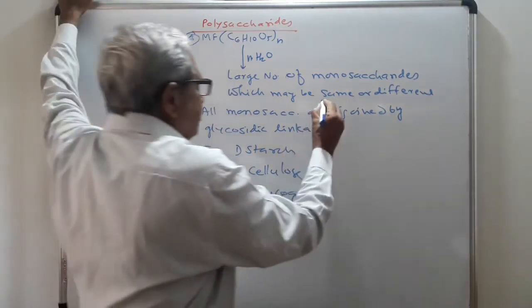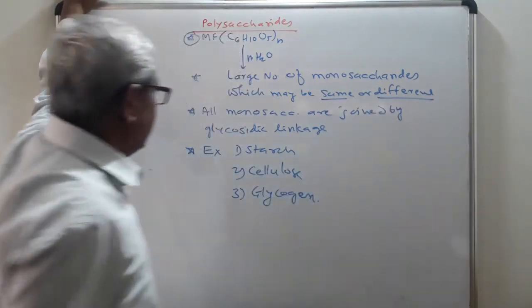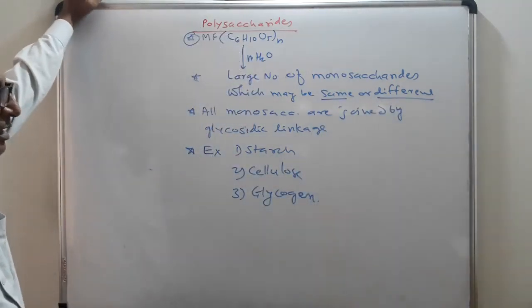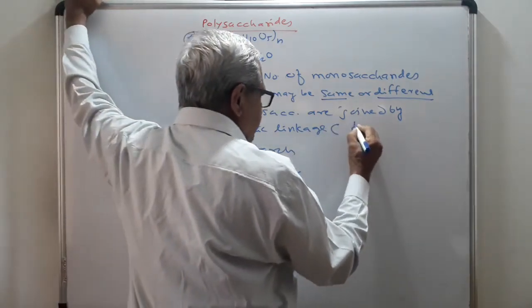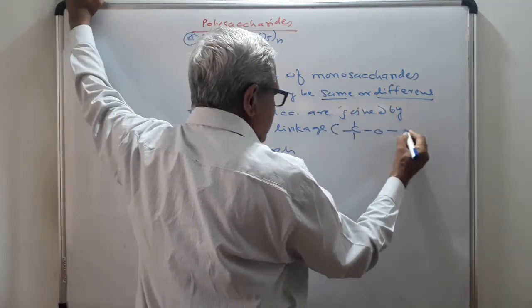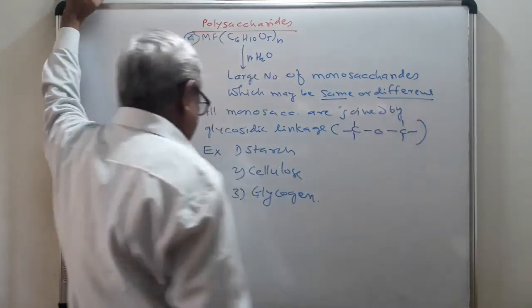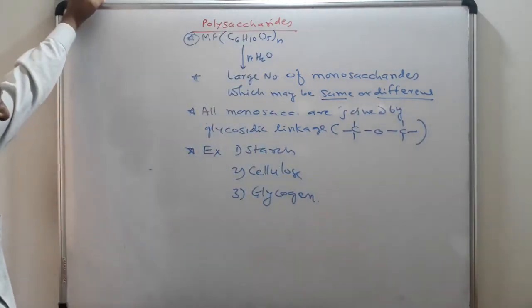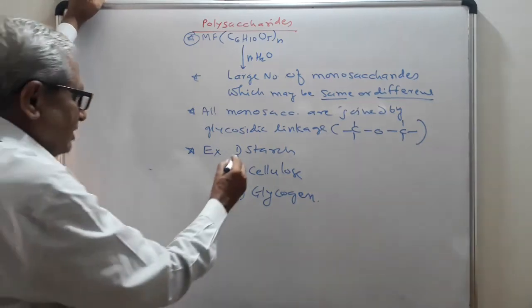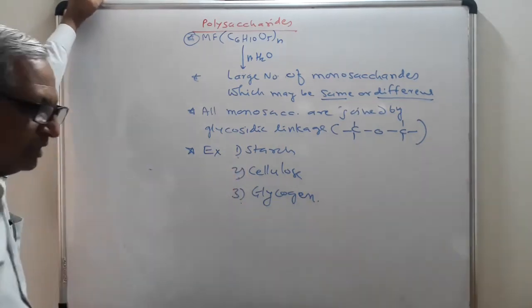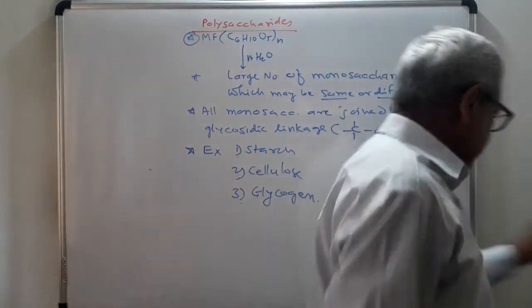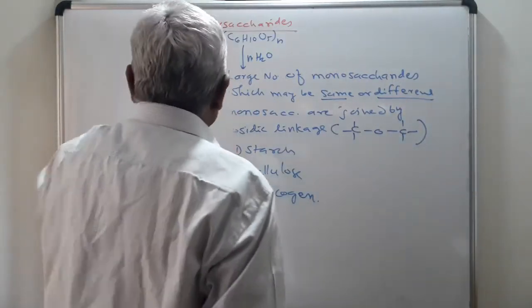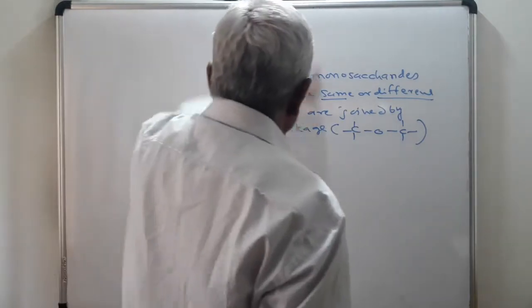So this is the important point: they may be same or different. All the monosaccharides are linked or joined by the glycosidic linkage. It is shortly denoted as C-O-C linkage. You have to learn in detail the examples starch, cellulose as well as glycogen. So our first point will become structure of starch. So give the title structure of starch.